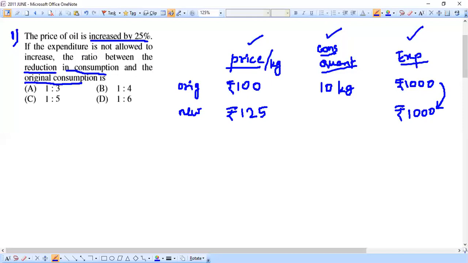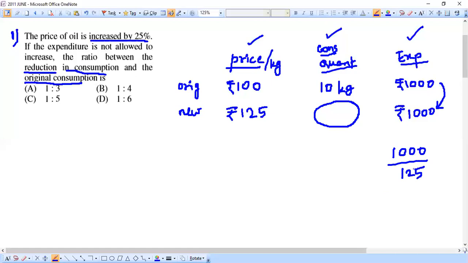And if you maintain the same 1000 expenditure, then what would be the new quantity? I mean, I have only 1000 rupees. Previously, the price was 100 rupees per kg, and that time I was able to buy 10 kg. But this time the price is increased. Now 1 kg is 125 rupees. So for the same 1000 rupees, how many kgs can we buy? How can I calculate it? Just think: 125 into what number will give us 1000, or otherwise we can think of it as 1000 by 125. We can divide it to get the answer.